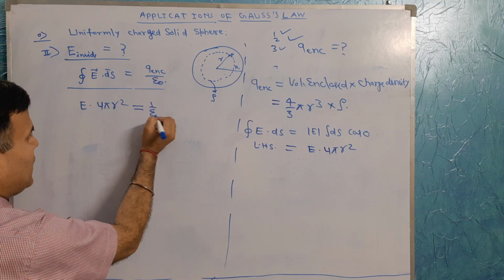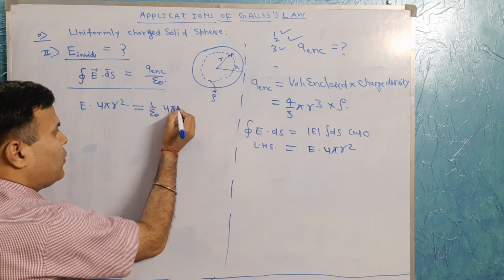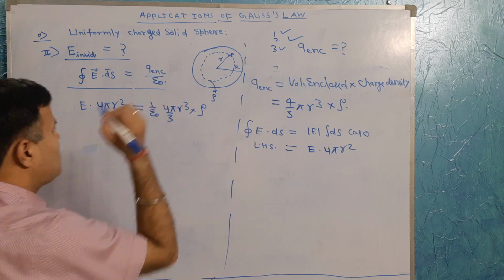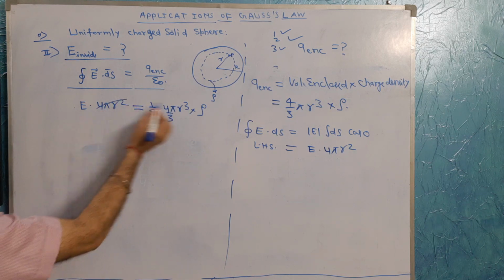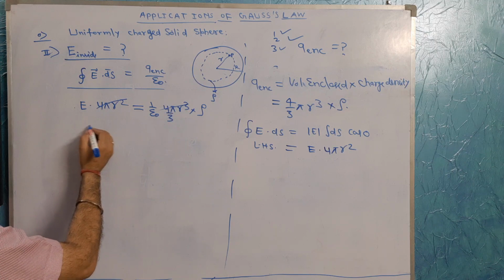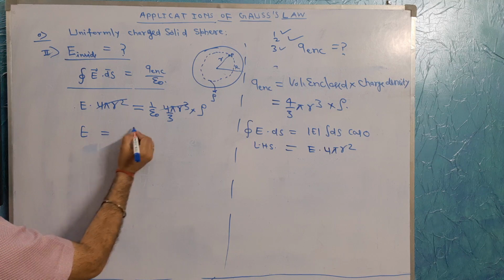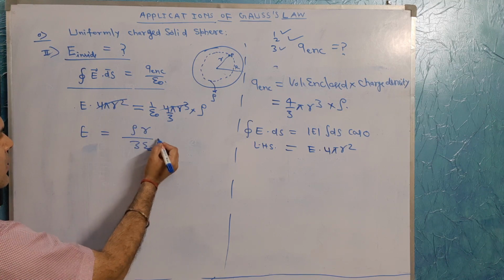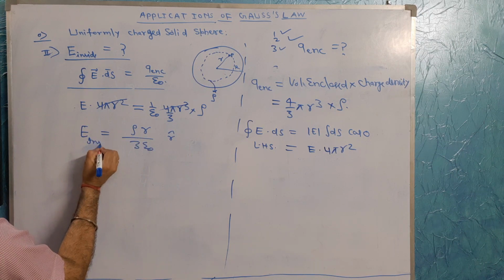the charge enclosed. In this case the charge enclosed is the volume enclosed, which is 4 upon 3 pi r cube, into density. Now rearranging this expression, 4 pi r square will cancel out, and we have one more r. So the electric field is simply rho r by 3 epsilon 0. This is inside.